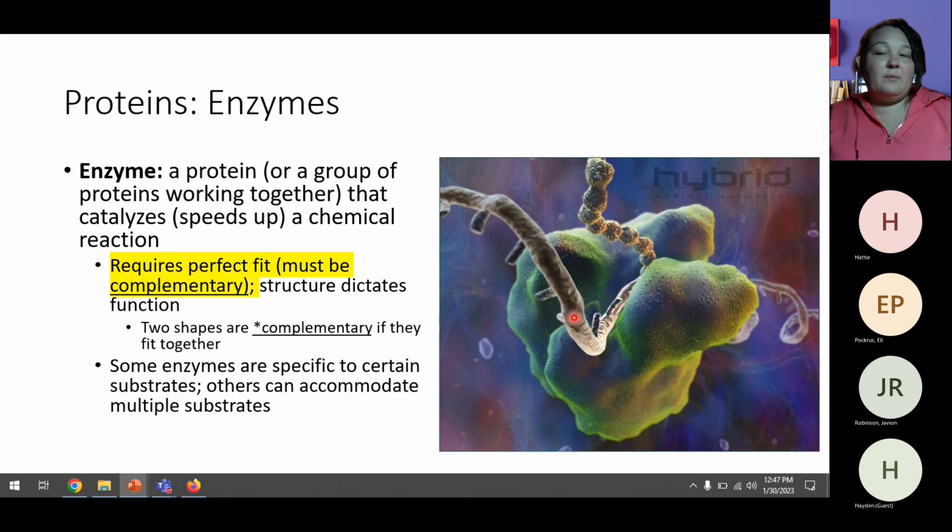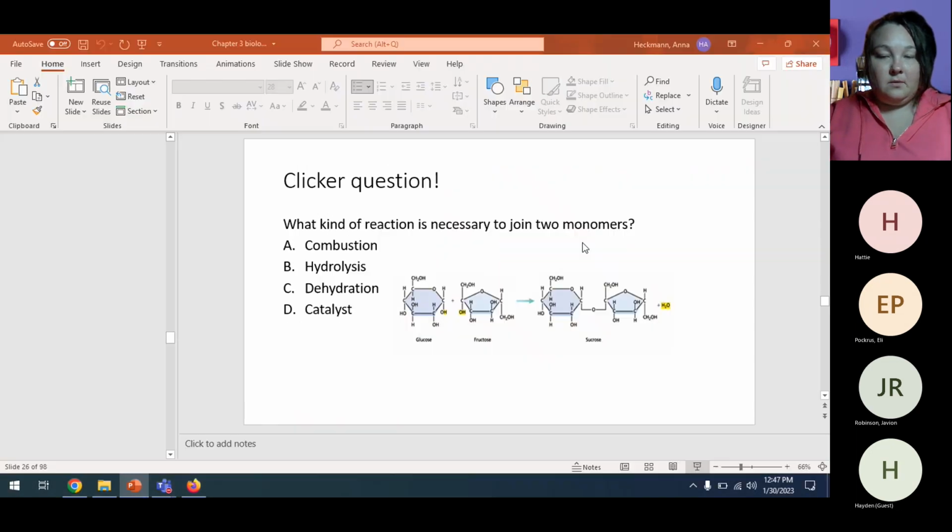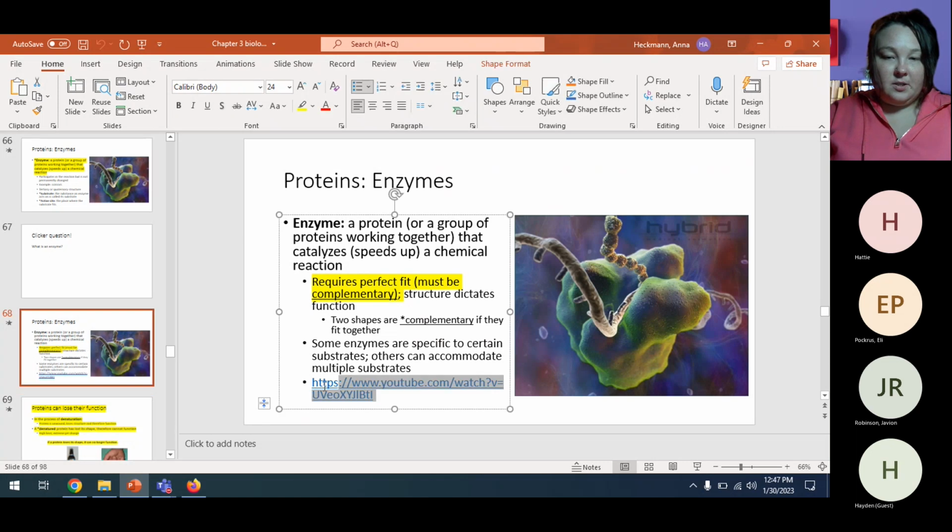Some enzymes can work with multiple substrates, like scissors would be a good example of that. I can cut a lot of things with these scissors. Some of them only work with one substrate. Hello. We're going to watch this.